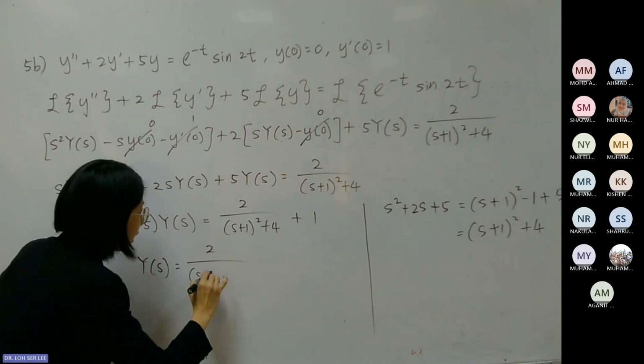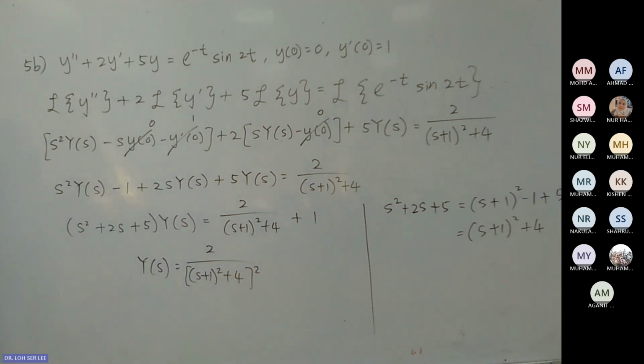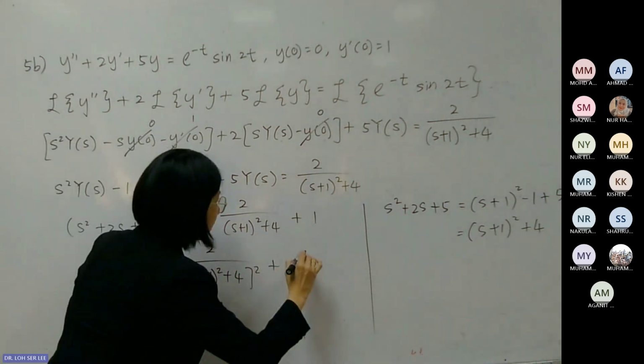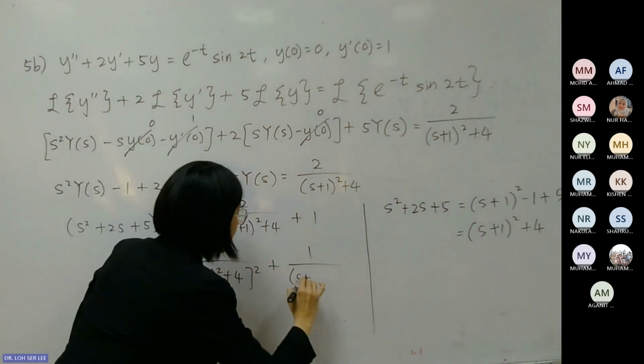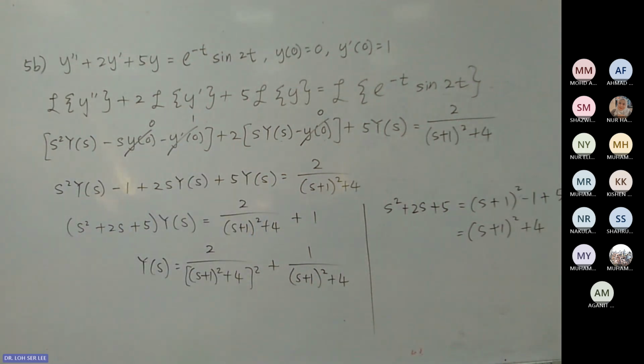Meaning that when you move this to the right, this will be 1 over (s plus 1) squared plus 4. Okay, so now we want to take the inverse Laplace to get the y in t.